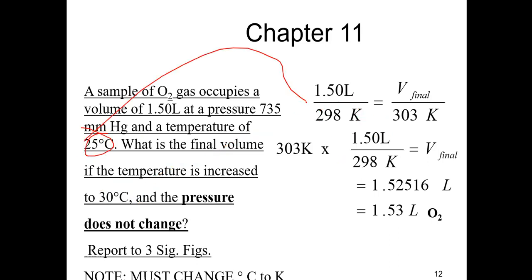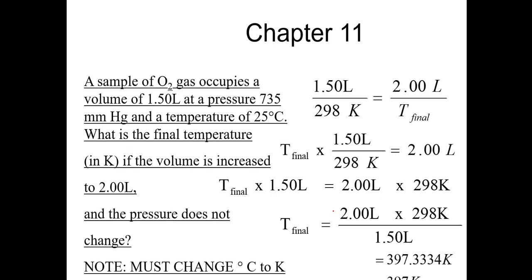Actually, this one right here, 273 plus 25 is 298. And then 30 plus 273 is 303. And here's your final answer. Yes, all of these are measured values, so should be reported to those 3 sig figs. So here's another example.